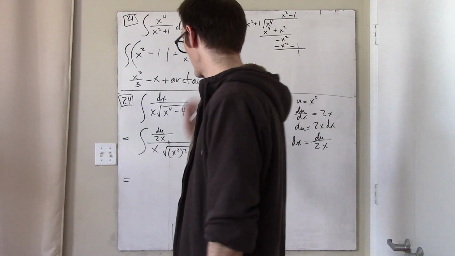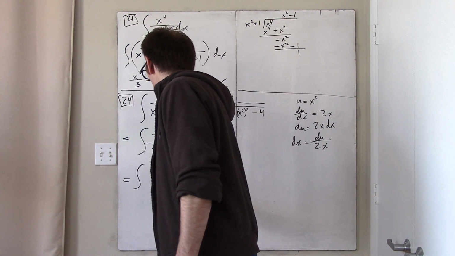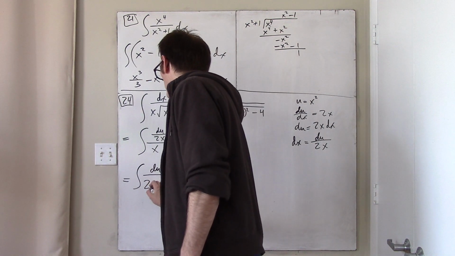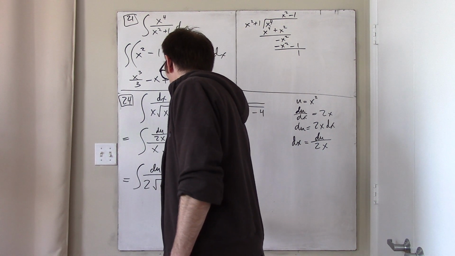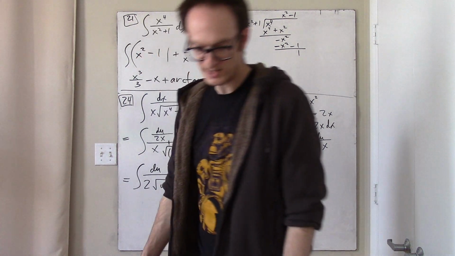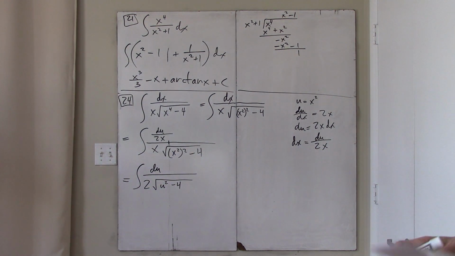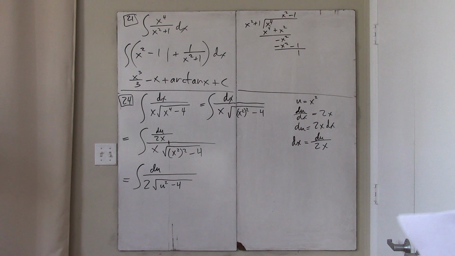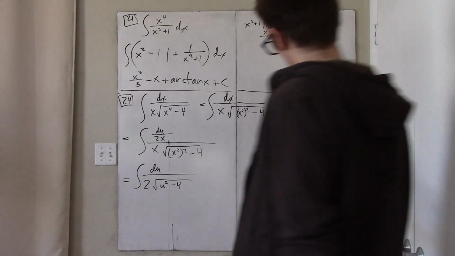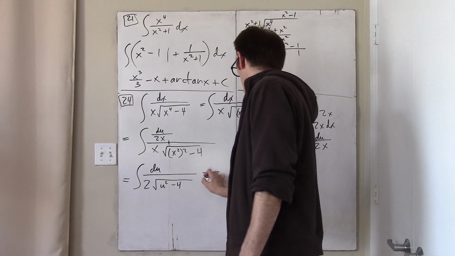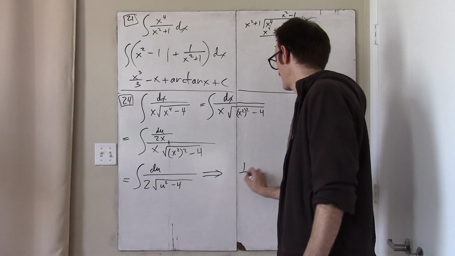So what does this whole thing become? It becomes du over 2 root u squared minus 4. Alright, so however you get there, that's just the answer. And now I start to realize, oh man, it's just another one of these arcsine problems again. So we do it. Let's see. I pull out the 1/2.